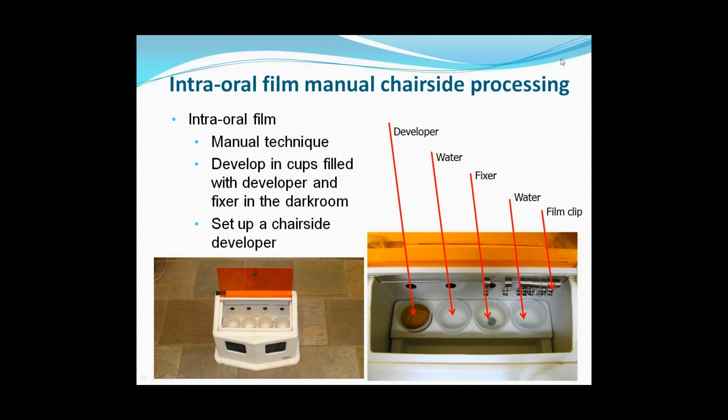So let's have a look at, let's say we're starting on a low budget and we want to use intraoral film. Intraoral film is processed in a similar way to veterinary film. So we use a developer and we use a fixer. We would use those in small cups, and we would need a darkroom. Many veterinary clinics have now gone away from having a darkroom because they're using DR and CR technology.